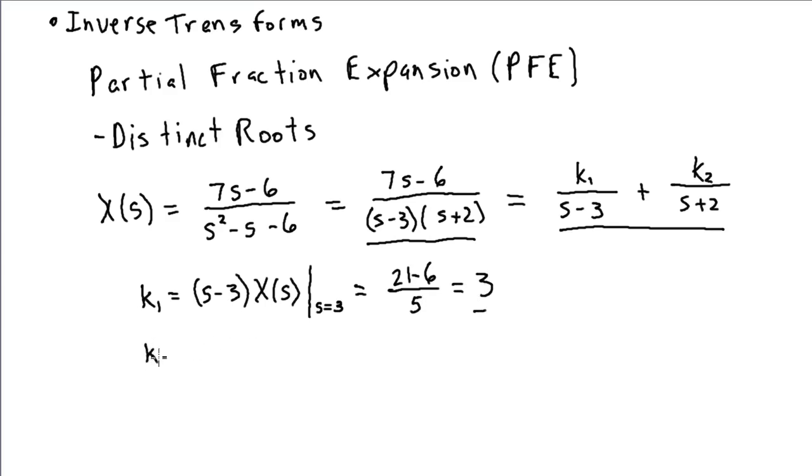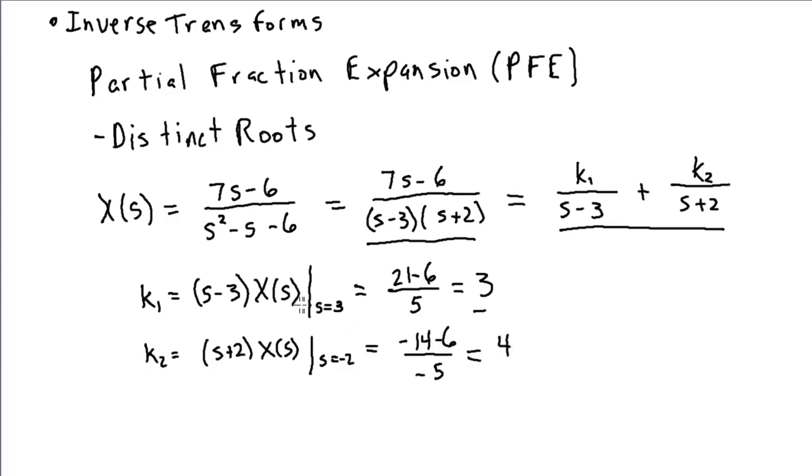Similarly, for K2, multiply both sides by s plus 2. Evaluate this now at minus 2. When I multiply this by s plus 2, the s plus 2 term will cancel in the denominator. I evaluate this at s equal to minus 2. I'm going to get minus 14 minus 6 in the numerator, and evaluating at s equal to minus 2, I'll have minus 2 minus 3, or minus 5 in the denominator. And so this will give me minus 20 divided by minus 5, or 4 for K2.